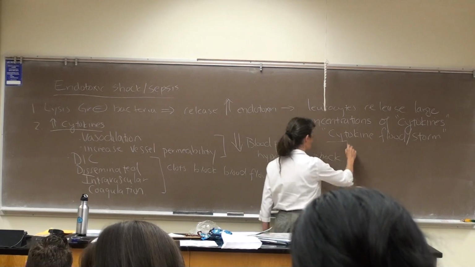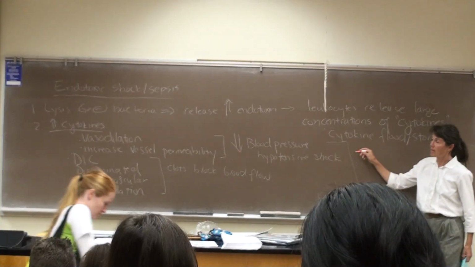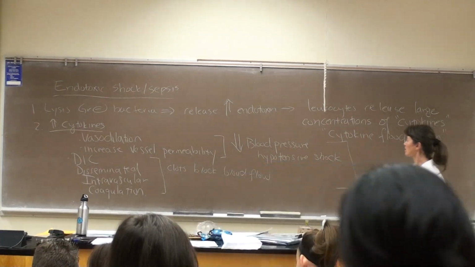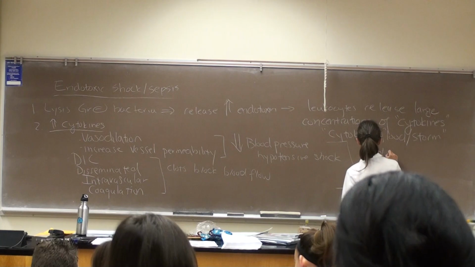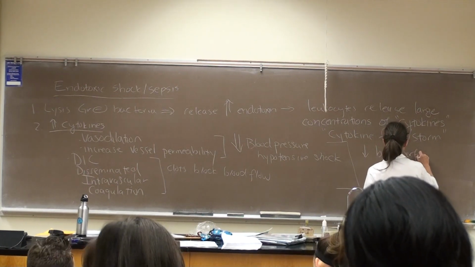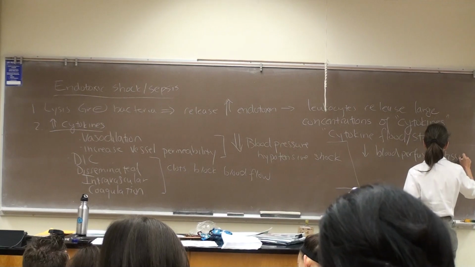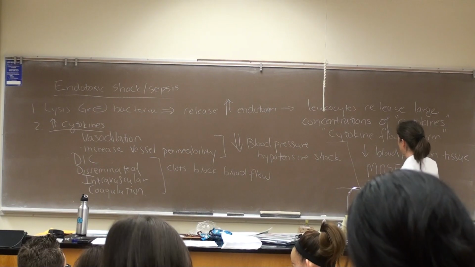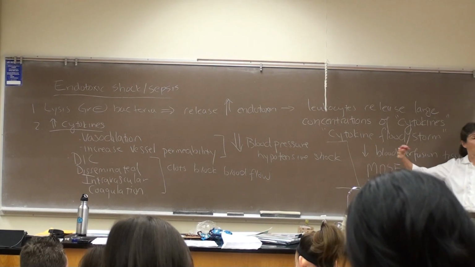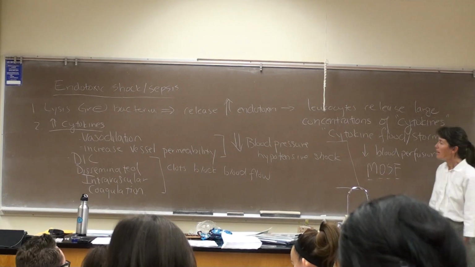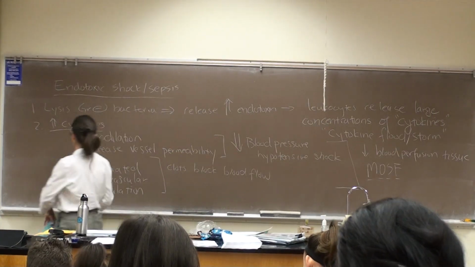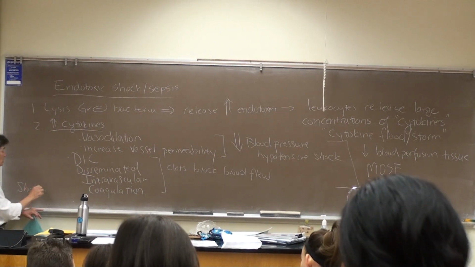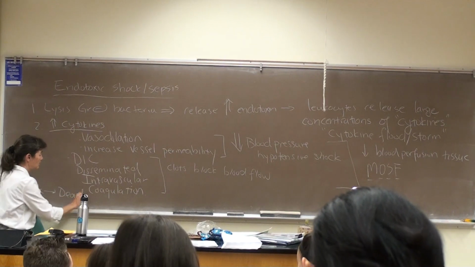Okay, so we can see the combination of these two events, the decrease in blood pressure triggering the disseminated intravascular coagulation with all the little blood clots, we're going to have decreased blood perfusion to tissues. And in the old days, they said this would cause MOSF, which stands for multiple organ system failure. All your organs start to shut down, right? And what can happen, of course, is that if you're not able to reverse this, you go into shock, and it can lead to death.